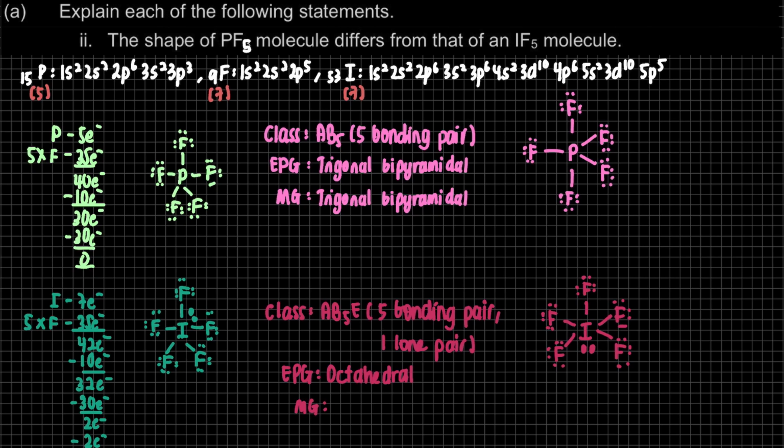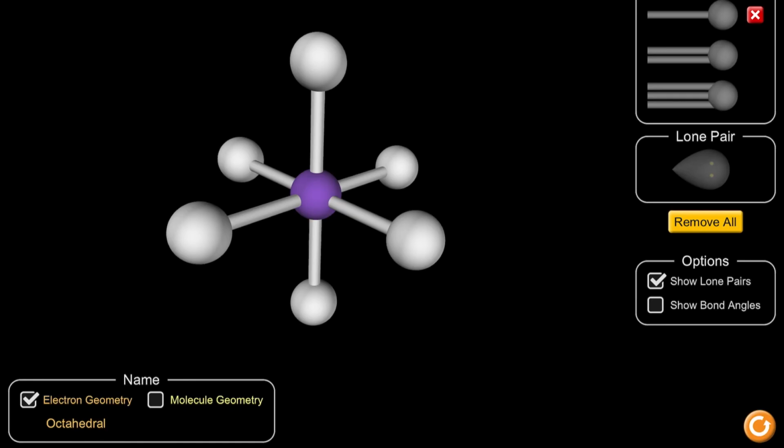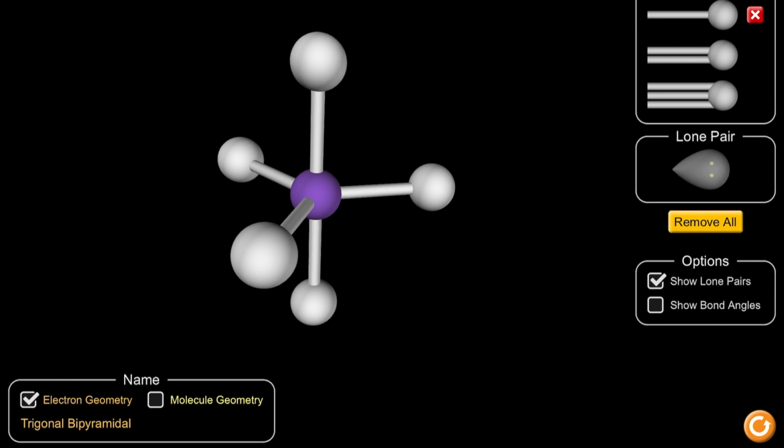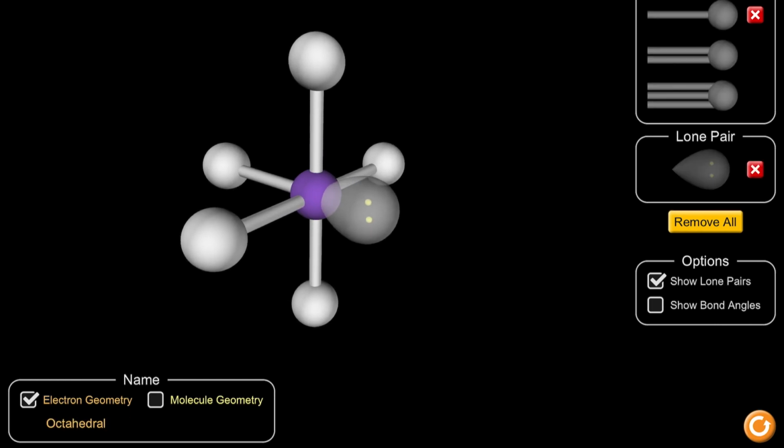Okay, so what's the name of this shape? This one you have to memorize. Okay, actually this here is a square, but then it will form a pyramid. So the name is square pyramidal. So for our IF5, we have 5 bonding pair, 1 lone pair. So I'm going to remove one of my bonding pair and add 1 lone pair. So when you click the bottom left, the molecule geometry, you can see it is square pyramidal.